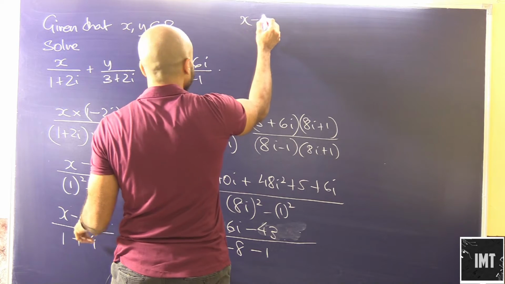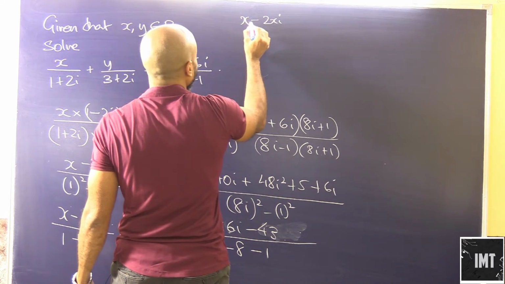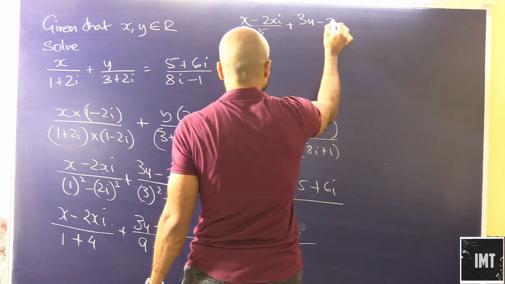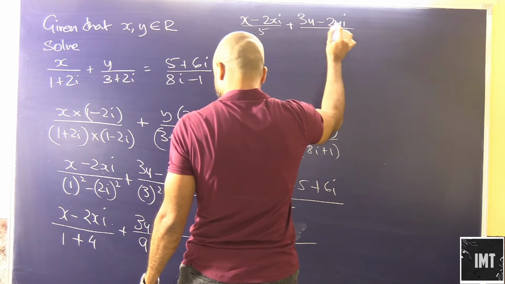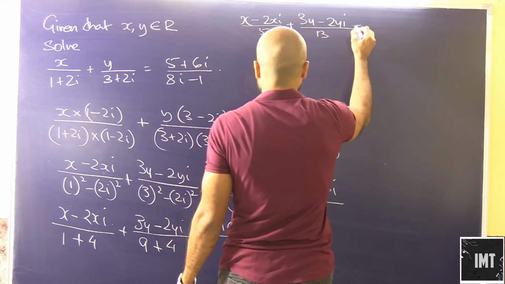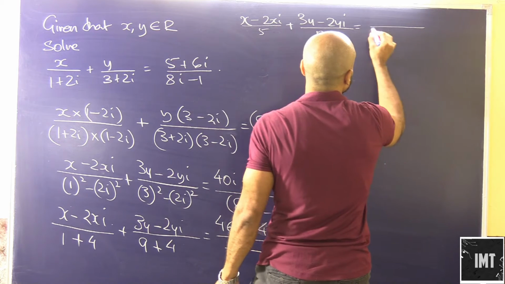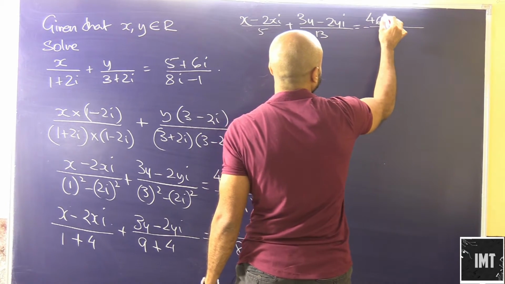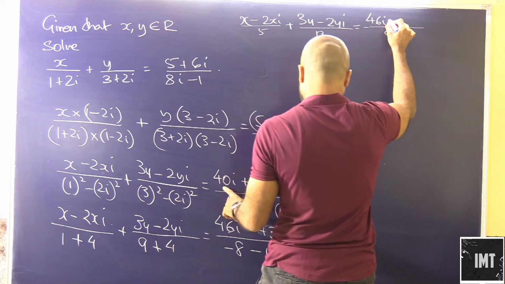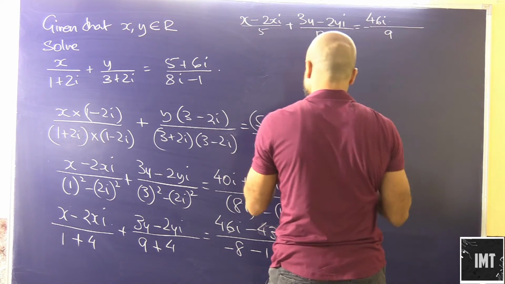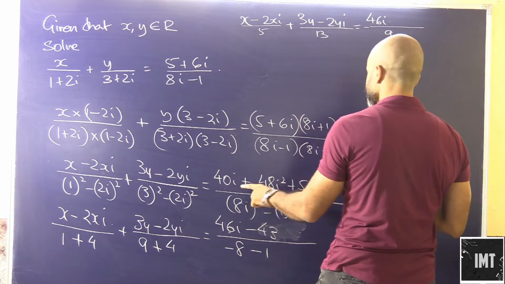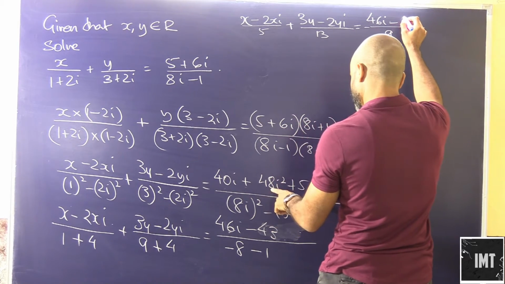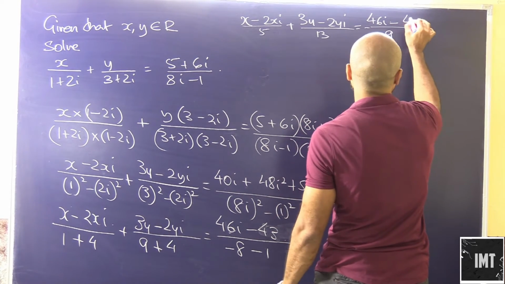x minus 2xi upon 5 plus 3y minus 2yi upon 13 is equal to minus 9 upon, this will be 46i, 40 plus 6, 40i, 5 8s are 40 plus 6i. So this will be 46i minus 48 plus 5. So this will be minus 43.